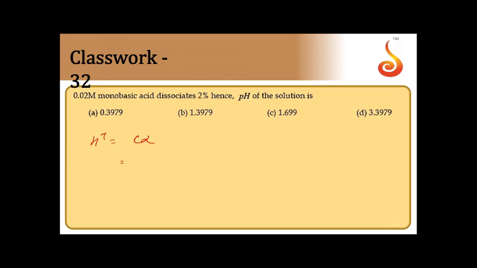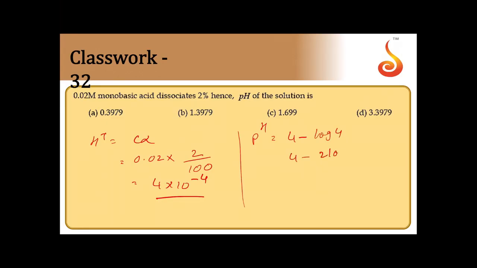It's also given by C into alpha, which is equal to, concentration is 0.02 and alpha is 2 by 100 we have. Alpha is 2 by 100. So which comes to be equal to 4 into 10 to the power of minus 4 we have. This is the concentration of H plus we have. So now the pH will be equal to 4 minus log 4 you have, or else 4 minus 2 log 2, 4 minus 2 into 0.3010 we have. That implies the value comes to 3.4. So answer is 3.4. So D is the answer, 3.39.